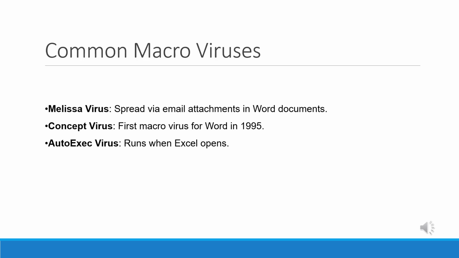There have been several famous macroviruses in history. Melissa virus spread through email attachments and caused massive email overload. Concept virus was the first macrovirus found in Word documents. Auto-exec virus is triggered automatically when Excel is opened. These examples show how macroviruses can target specific applications to spread quickly.